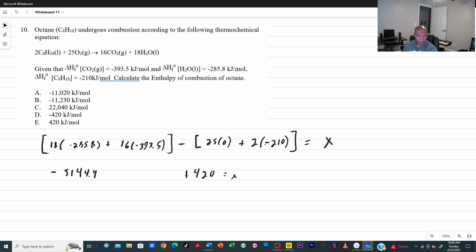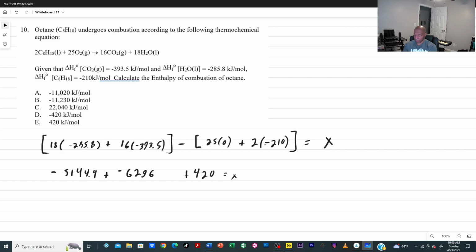And let's see what I have right here. 18 times negative 285.8 is a negative 5,144.4, plus a negative 393.5 times 16 is 6,296. Okay, so you guys get that general idea.